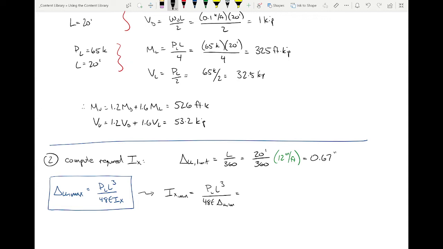Okay, so what we're going to do is take this equation and solve for Ix, so all I'm doing is flipping these two, and I'll plug this value in to figure out what my moment of inertia needs to be. So, I've got 65 kips, I've got 20 feet to the third, 48, 29,000 ksi, this is 0.67 inches. Am I missing something? There you go.